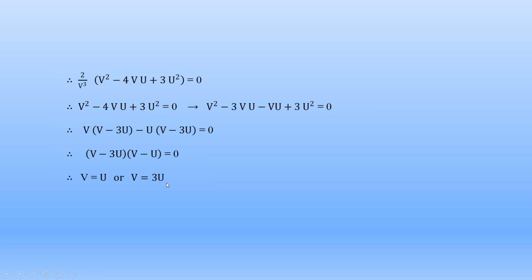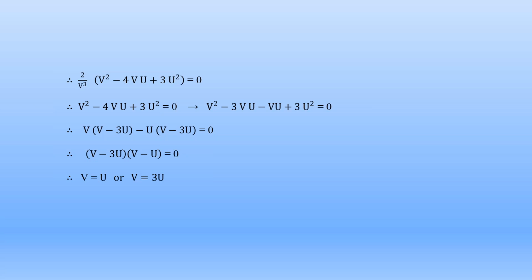The condition is d eta by dU equal to 0. That is the maximum efficiency condition of the water jet. From the differentiation, we got these two results. The efficiency of the water jet is maximum when V is equal to U and also V is equal to 3U. But out of those two results, only one is possible. I am explaining what that possible result for the maximum efficiency is.